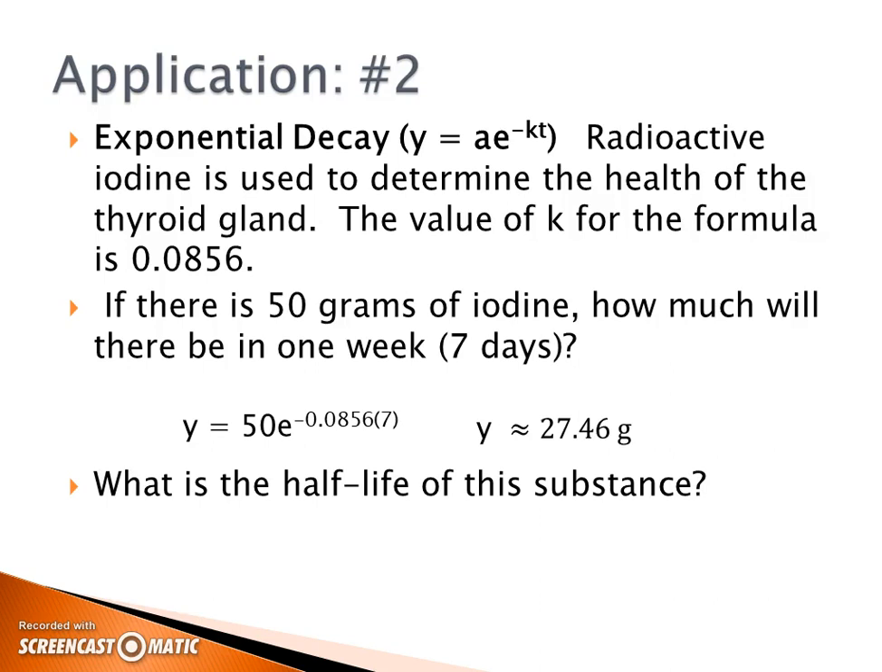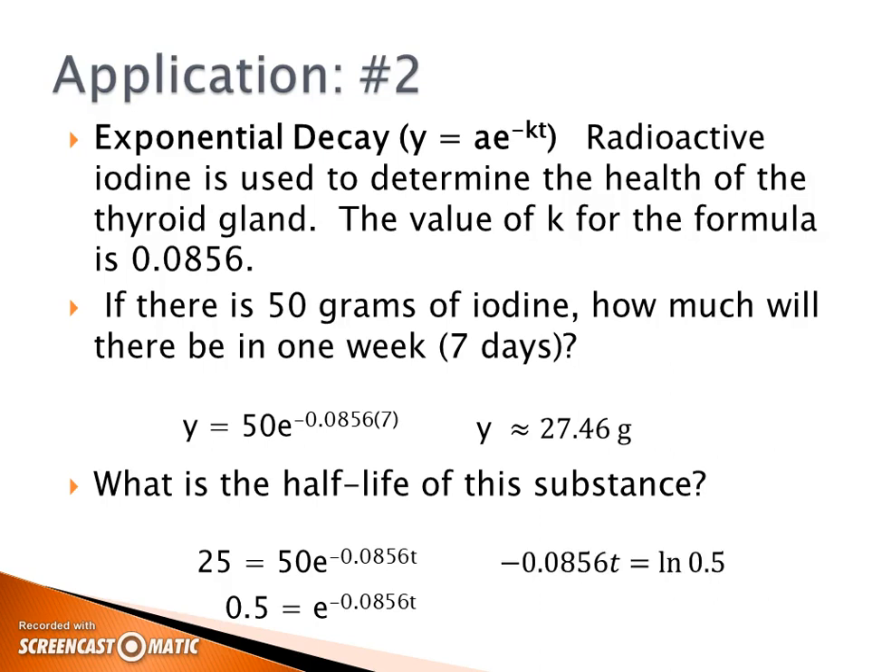To find the half-life of this substance, half of it will be gone. If it started at 50, halfway is 25, so that's what our y is. This time we have a t because we don't know how long it's going to take. We need to find out how long it's going to take. Divide by 50 and we get 0.5. The whole point is that it's half-life, so it's supposed to give you 1/2. Take the natural log of both sides, which gets rid of our e, so we have negative 0.0856t equals the natural log of 0.5. Then we divide by negative 0.0856 and we get about 8.10 days.